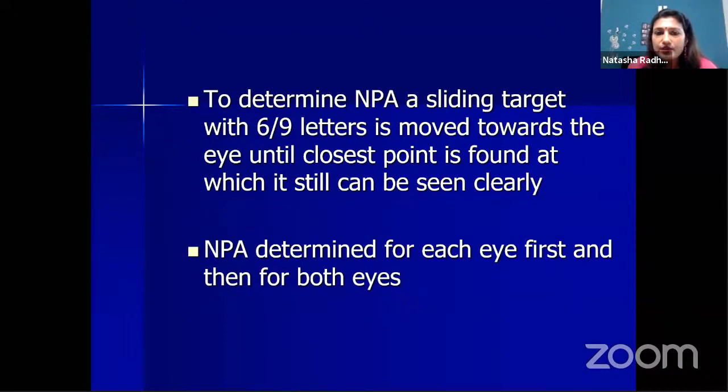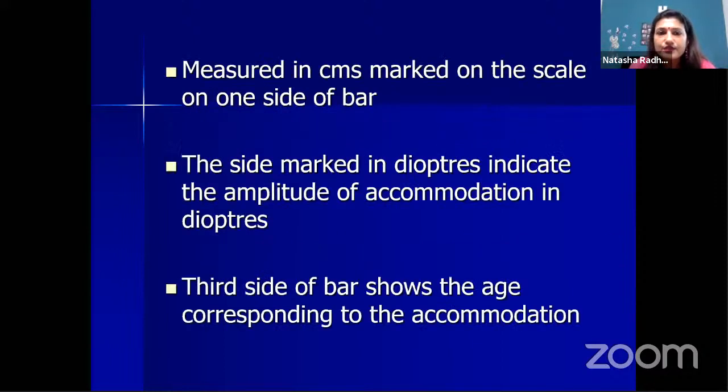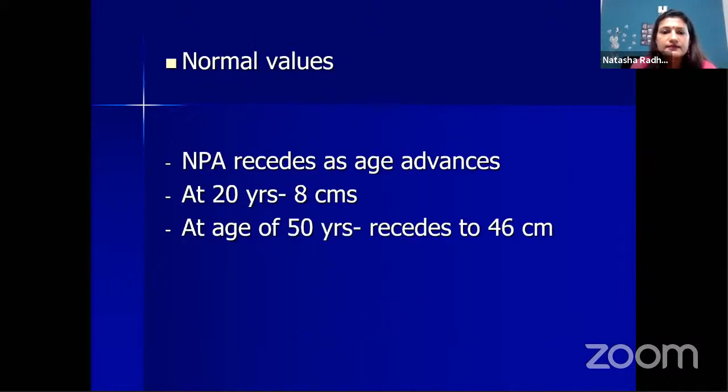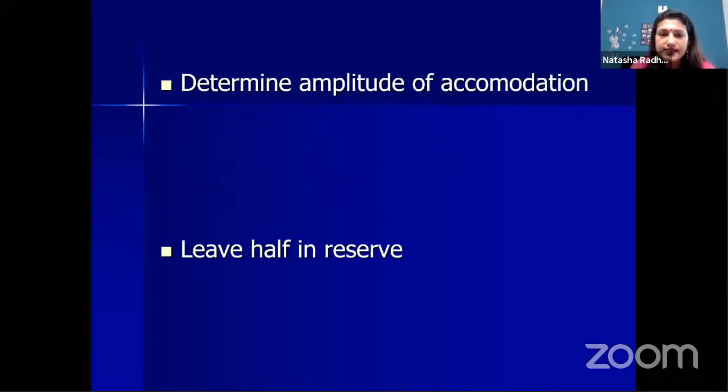To determine the near point of accommodation, a sliding target with 6/9 letters is moved, and it is the closest point at which the patient can see clearly. And for near point of convergence, it is a line that becomes blurred. The side marked in diopters will actually indicate the amplitude of accommodation in diopters, and the 3rd side will show the age. Normal value of near point of accommodation as age advances: at 20 years, it is 8 centimeters, but at 50 years, it recedes to 46 centimeters.